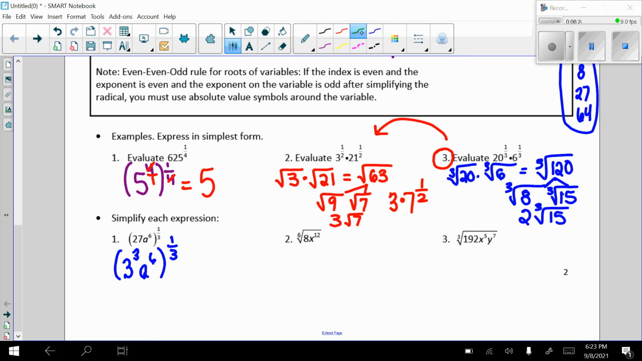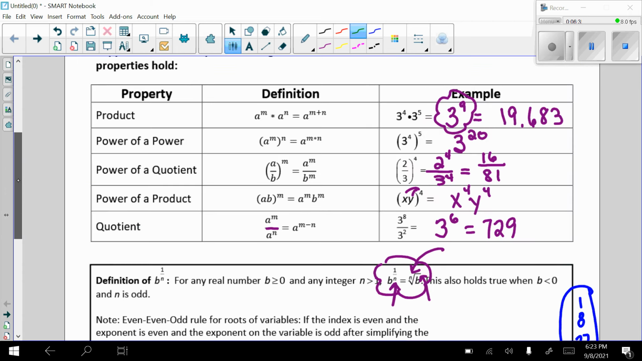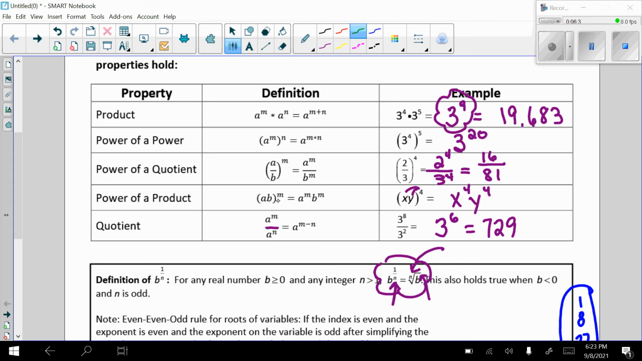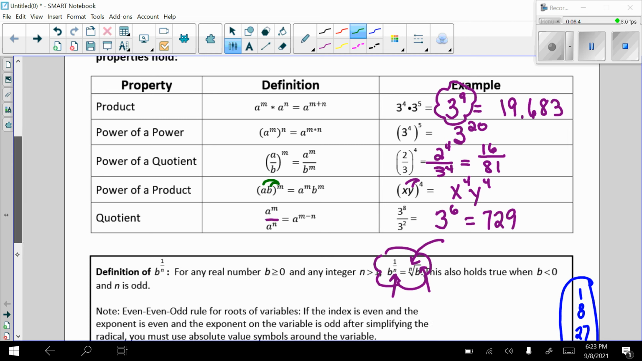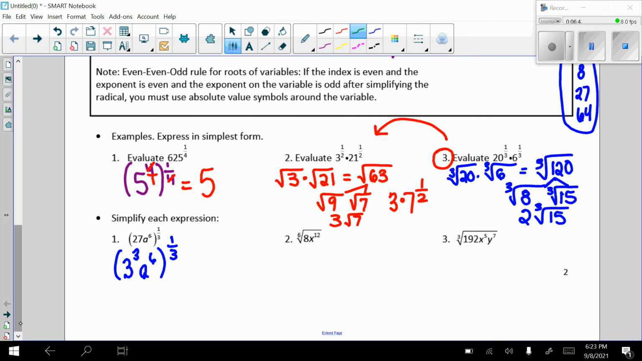Now, our power to a power property says that we multiply, and the property that we had right here, power of a product, tells us that we essentially have to apply the exponent to each element inside that monomial. So we would actually have 3 to the 3rd to the 1/3, and a to the 6th to the 1/3. To be honest, I wouldn't normally write this out, but I'm going to write it out right now, just so you can take a look at it.